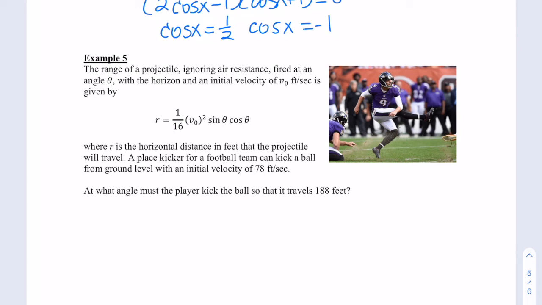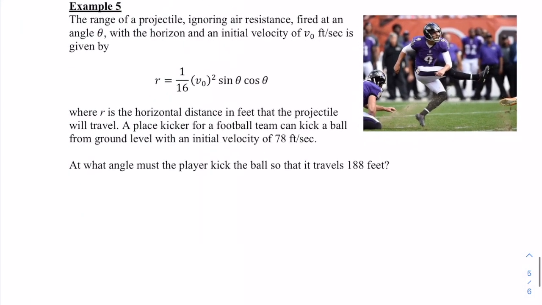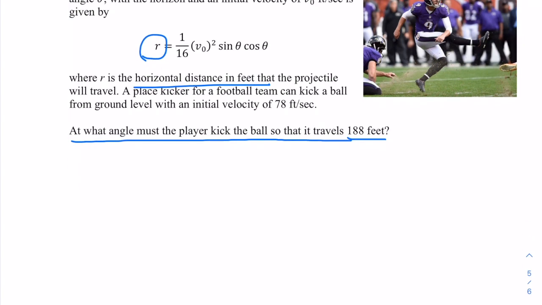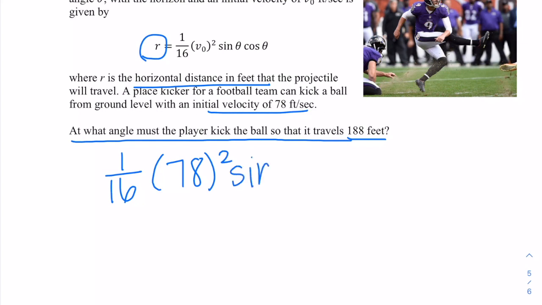For this last example, we're actually going to look at place kickers. So here we have Justin Tucker from the Baltimore Ravens, probably one of the best place kickers in the league. And we want to find the angle at which a player needs to kick the ball so that it travels 188 feet. So r is that horizontal distance. So I'm going to set this equation equal to r. We're given that the initial velocity is 78 feet per second. So I'll substitute that in.